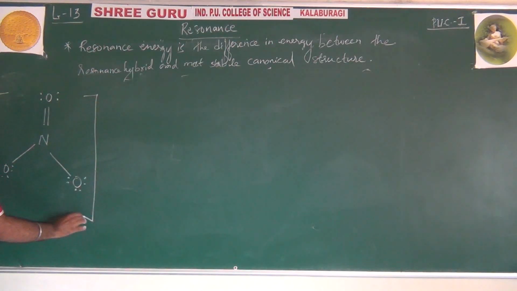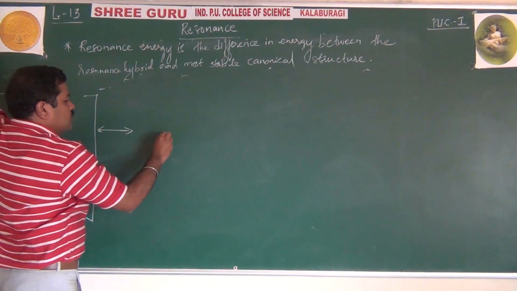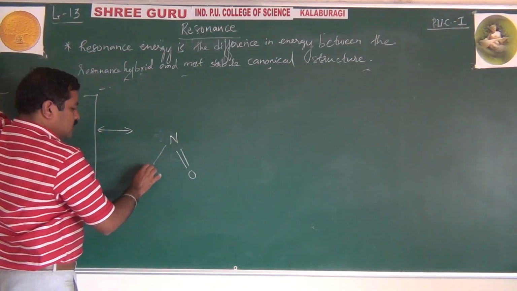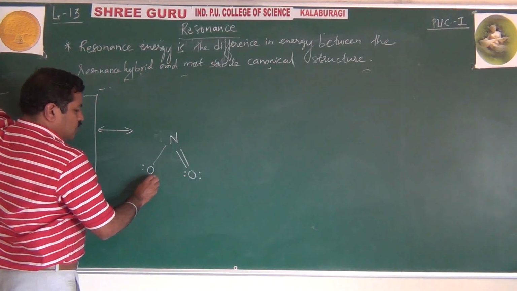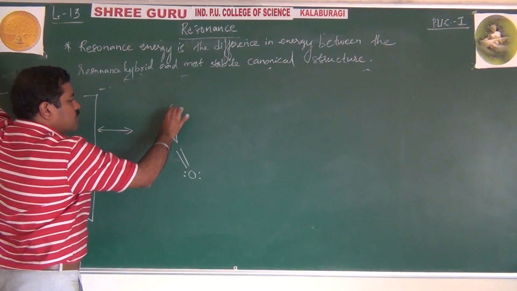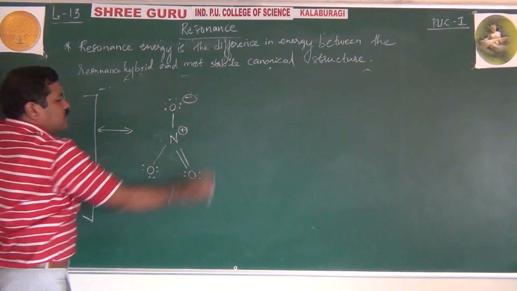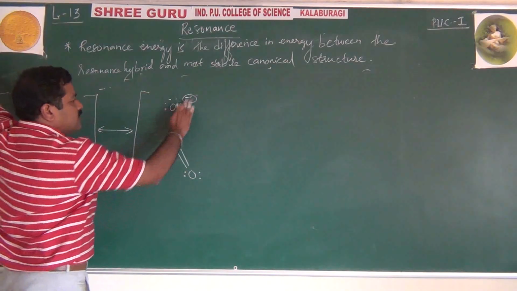NO3 minus. Now once again you see here, students, this will shift here and this will go back, and this one forms N double bond O, single bond O, with 2, 4, 6 electrons. The less electronegative atom is positive, the more electronegative atom is negative. That's it. This is the second resonance structure.